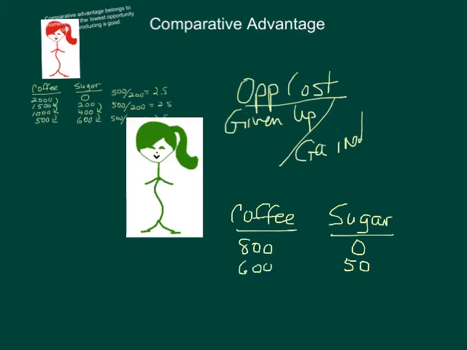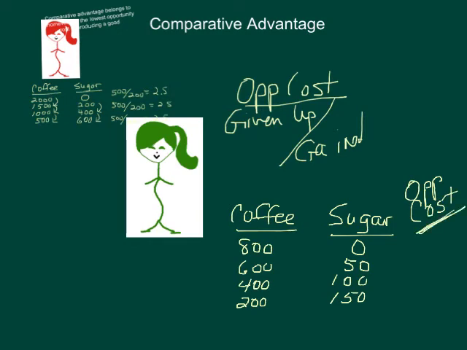Now let's say she wants to increase her production of sugar even more, from 50 to 100, and now she's going to have to give up more coffee in order to do that. And again, this is a straight line function here that we've got going on, nothing fancy. And we'll do one more. She wants to increase sugar by another 50, going to have to give up coffee by another 200. So what is the opportunity cost now for this gal?